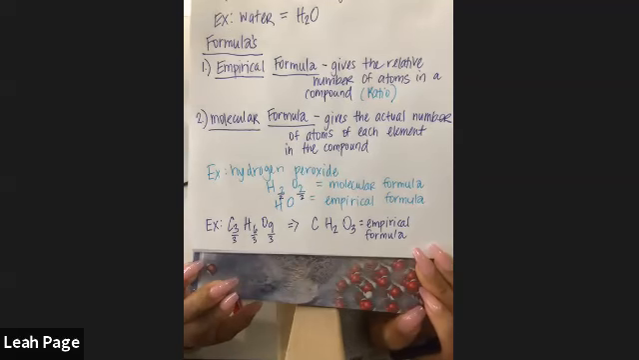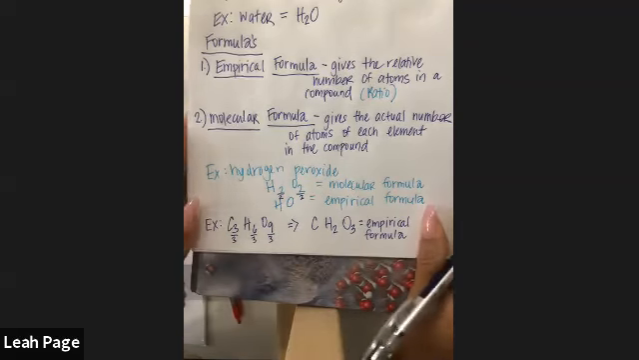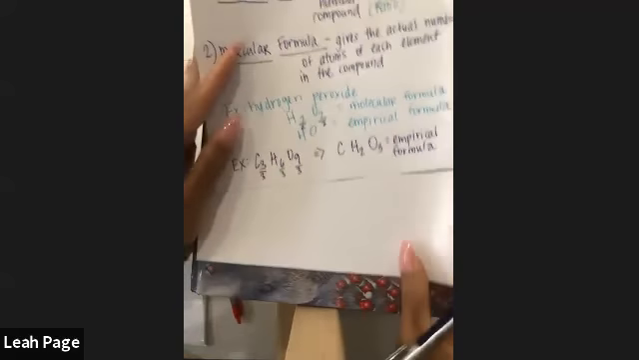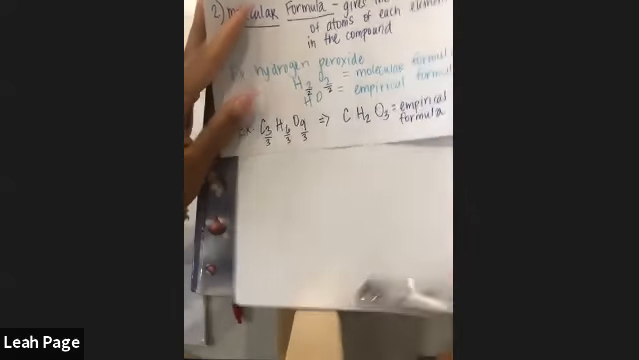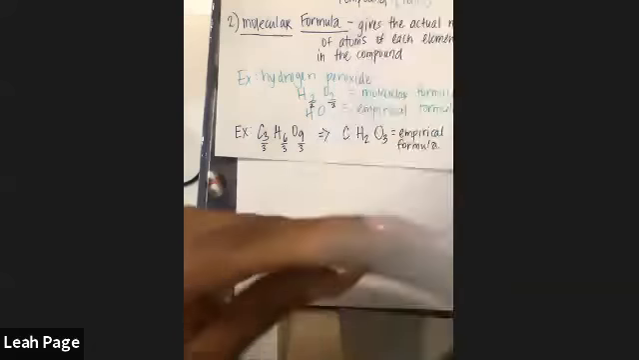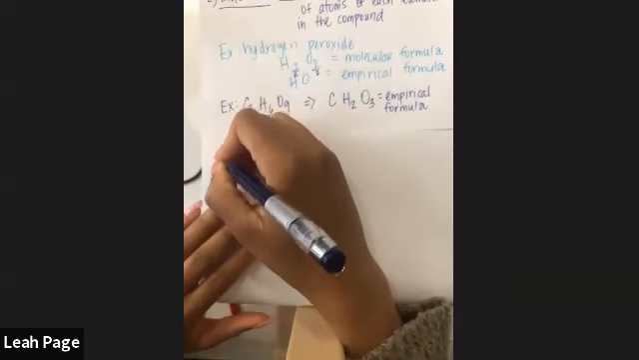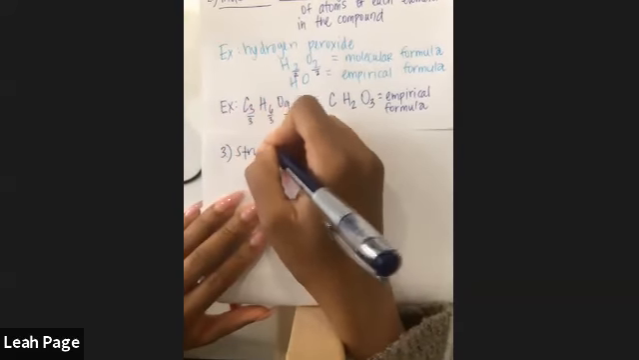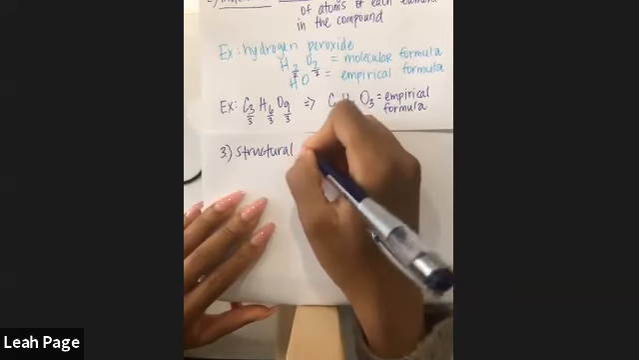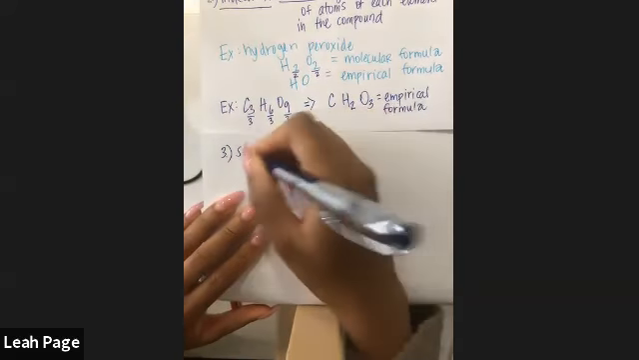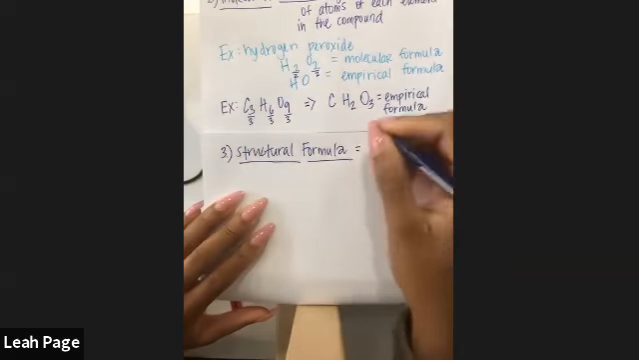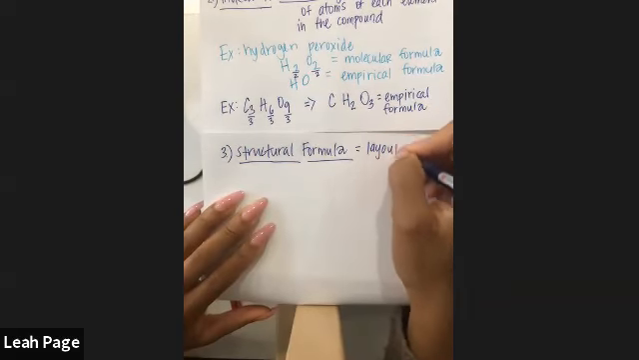All right, so another type of formula that comes up is a structural formula. A structural formula basically just gives you the layout of the atoms. We talk about structural formulas a little bit later. So we can also have a structural formula. And it gives a layout of the atoms.